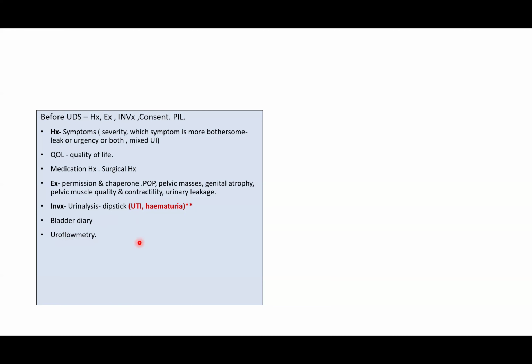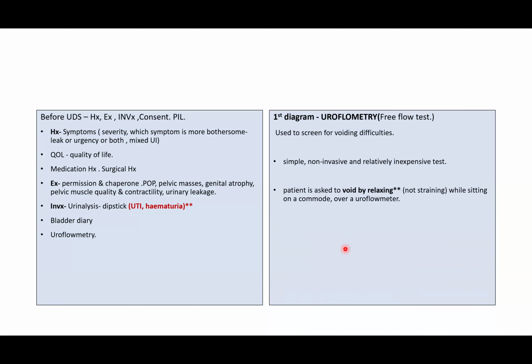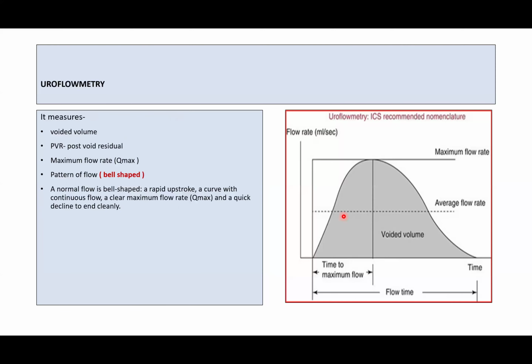And uroflowmetry is the simple test which is done in the urodynamics. So you have the diagram given there about the uroflowmetry. Another name is the free flow test. It is done to screen for voiding difficulties. It is a simple test, non-invasive, and relatively inexpensive test. And all these are done in the outpatient clinic. Patient is asked to void by relaxing, not straining, otherwise there will be artifacts. So she will just void by relaxing while sitting on a commode over a uroflowmeter.